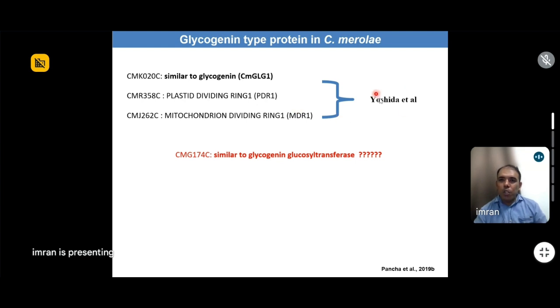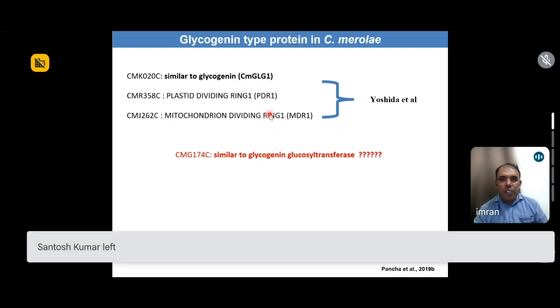But when I contacted Professor Yoshida, he told me, Imran, I didn't identify the glycogenin in the protein which I extracted from the nanoglucan or polyglucan ring when it is forming for organelle division. So it indicates that maybe this protein has a different role than the organelle division. And I identified a fourth protein, CMG174C, which is also denoted as similar to glycogen glycosyl transferase. So I thought that these two proteins are involved in the organelle division.